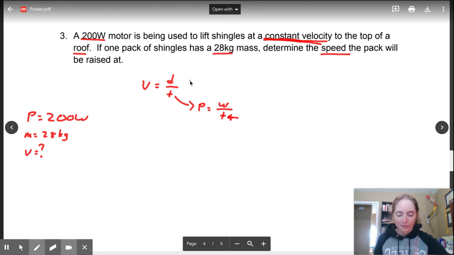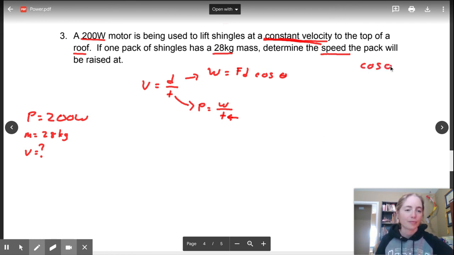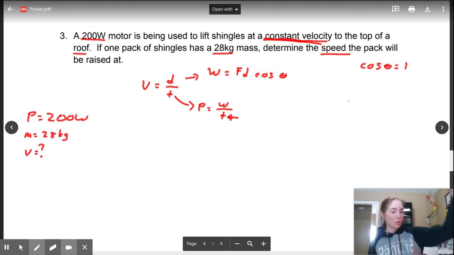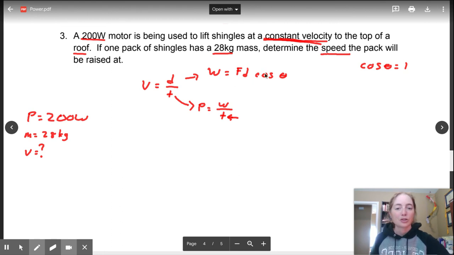And now distance. Well, we need distance. Please remember that work is equal to force times distance times cosine theta. Here our cos theta is going to equal 1 because the force and the direction are going in exactly the same direction, they're both going up. So that means we can cancel out cosine theta.